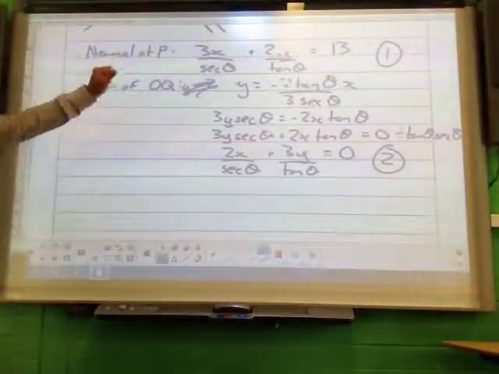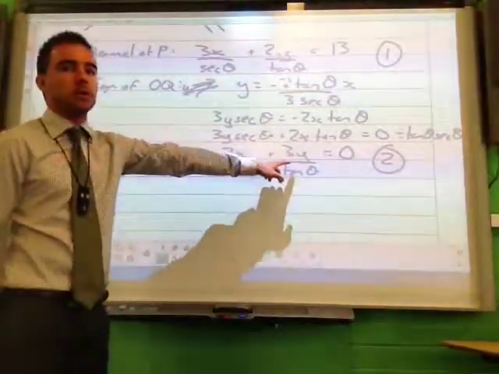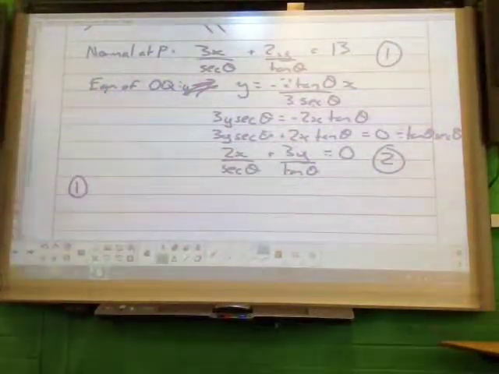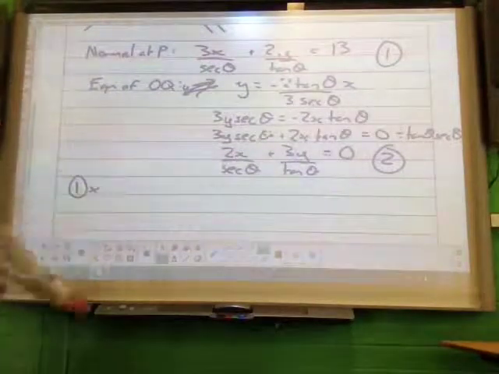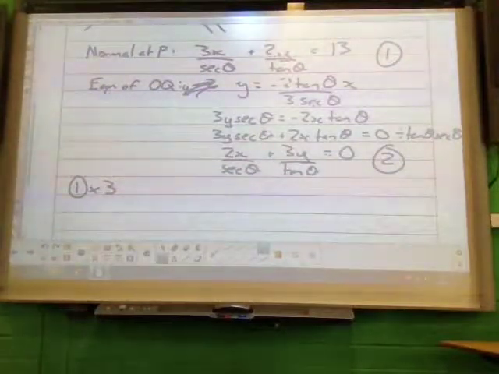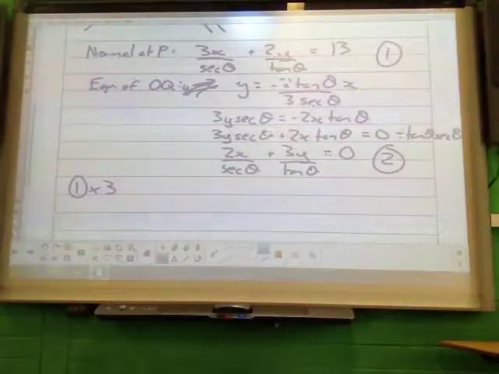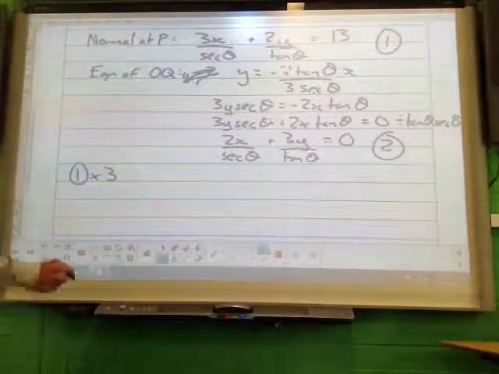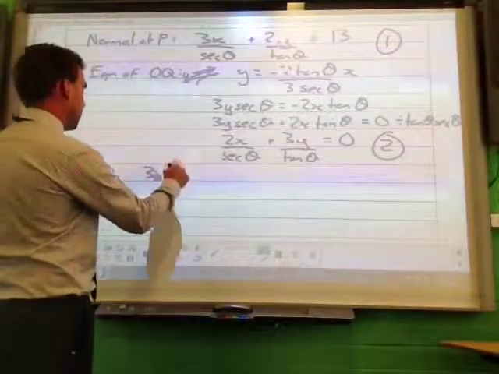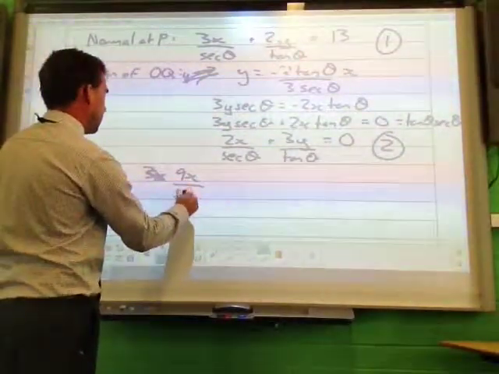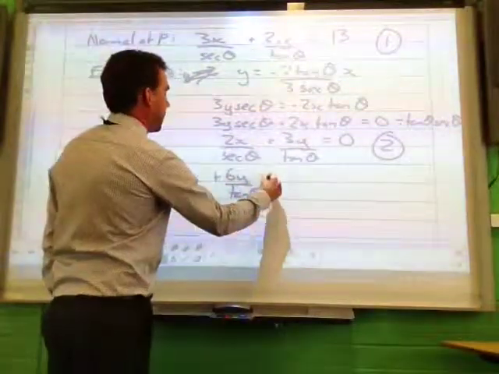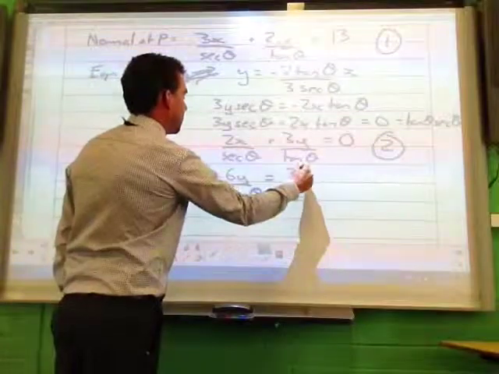Okay, so the numerator is 2y and 3y. So I'm going to change them both to 6y, so I can do a subtraction and it will eliminate that variable. So equation 1, I'm going to multiply that by 3 to get that 6y. So 9x over sec theta plus 6y over tan theta is equal to 13 threes, which is 39.